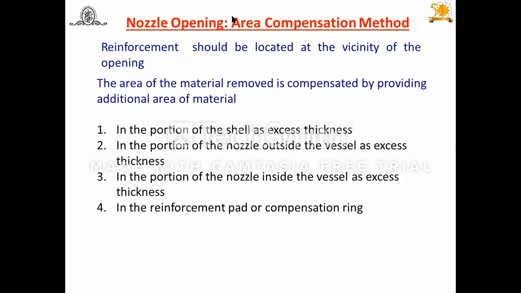Second, the area removed is compensated by providing additional area of material. Again here, the reinforcement pad or material to be added should be a portion of the shell as excess thickness, or a portion of the nozzle outside the vessel as excess thickness, or a portion of the nozzle inside the vessel as excess thickness, or in the reinforcement pad or compensating pad. I will explain it in nozzle design.